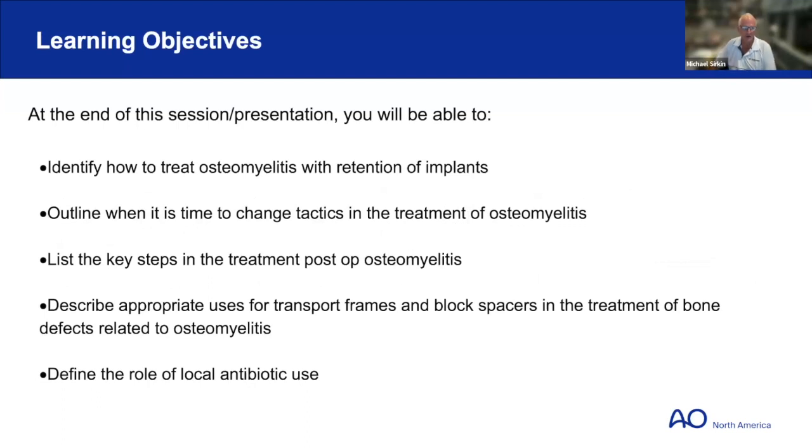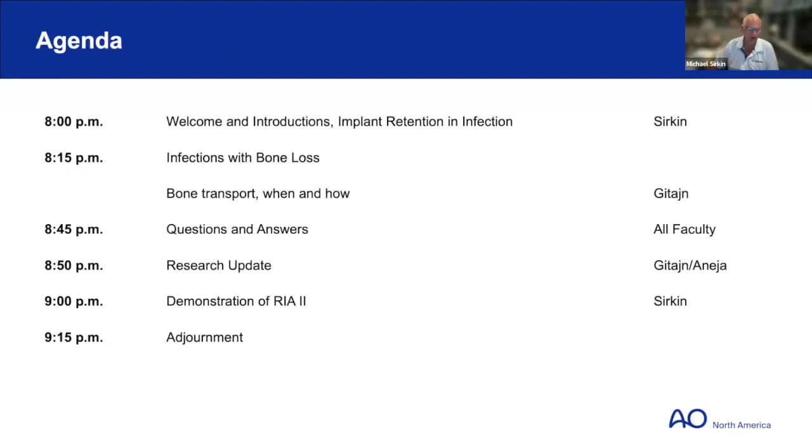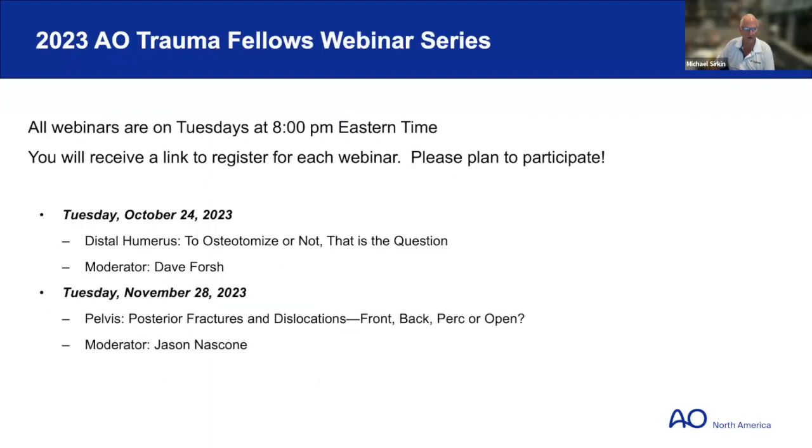These are your learning objectives. At the end of the session, you should be able to identify how to treat osteomyelitis and retain implants, outline when it's time to change your tactic, list some of the key steps in the treatment, describe appropriate uses for both transport frames or block spacers in the treatment of bone defects related to osteomyelitis, and define the local use of antibiotics.